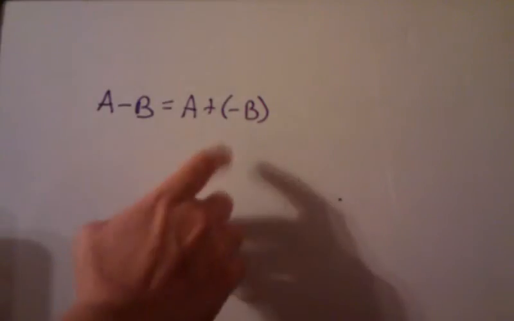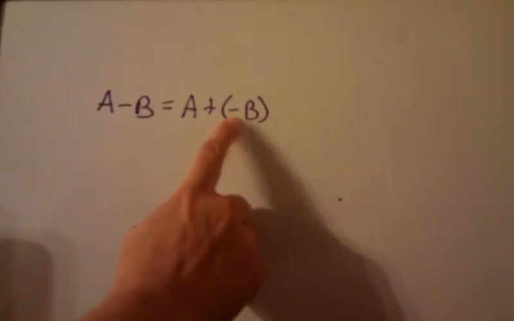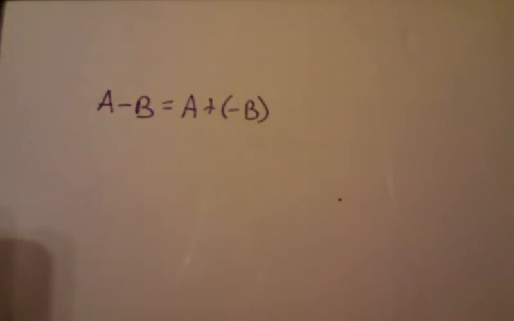In algebra, we have defined subtraction as a minus b equals a plus the opposite of b. Whenever there's a minus before a letter, we don't say negative b, we say the opposite of b. So in order to subtract, you must add its opposite. The opposite is also called the additive inverse. Remember, the answer in subtraction is called the difference.